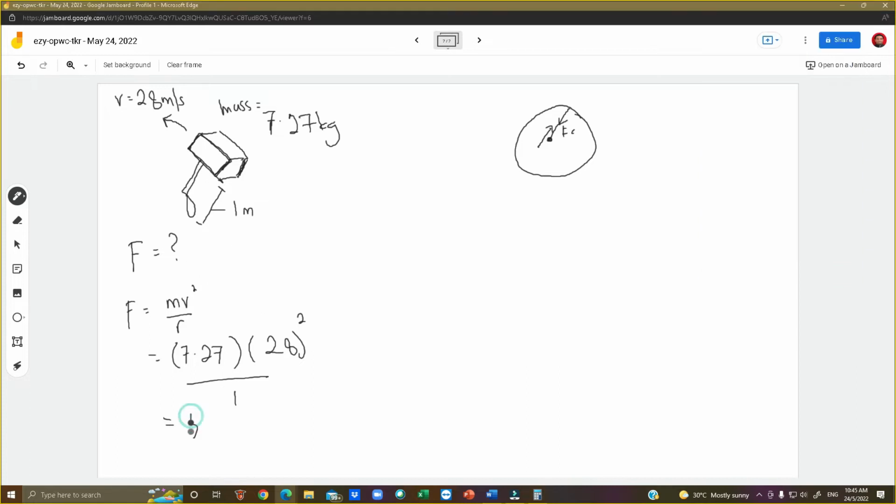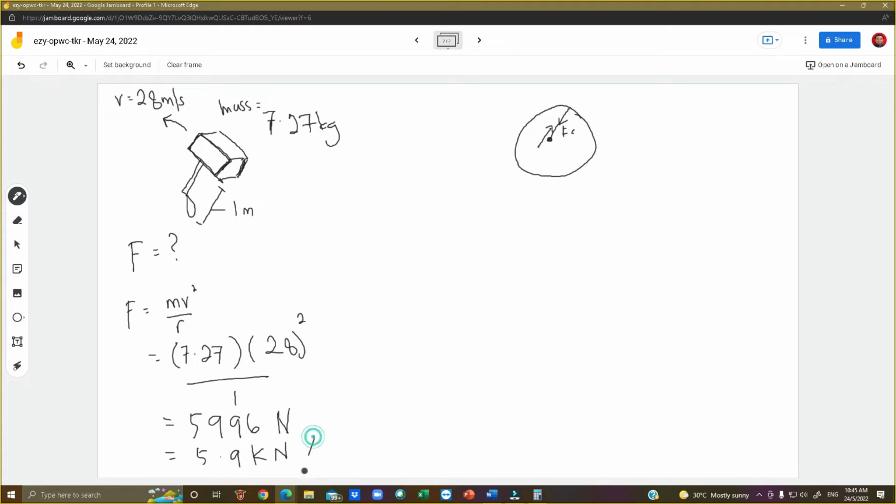5,699 Newton. 5,996 Newton. Ini jawapan ni. Okay, this is the answer. Or if you think the answer is too much, tukarlah dia kepada 5.9 kilo Newton. Pun boleh. Means that the centripetal force acted upon the system is 5.9 kilonewton.